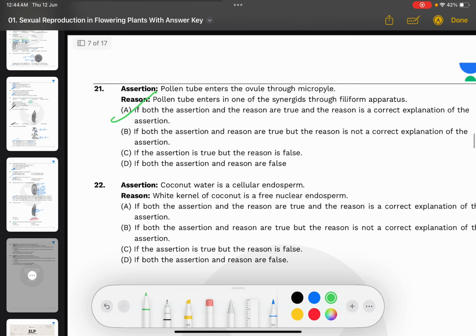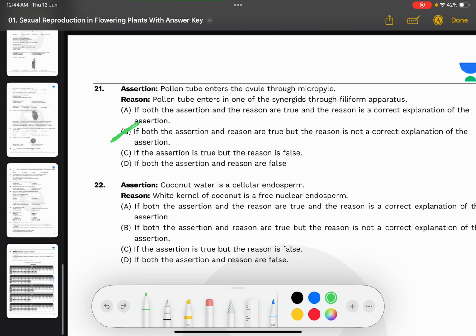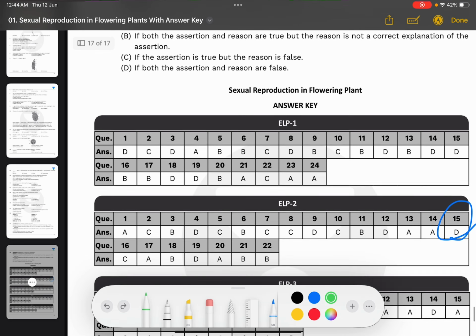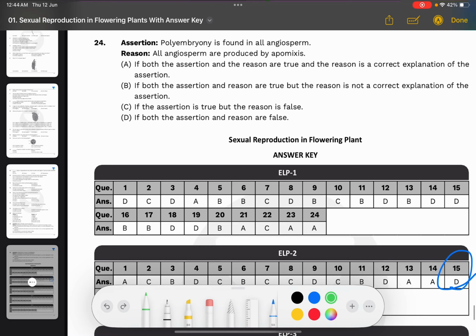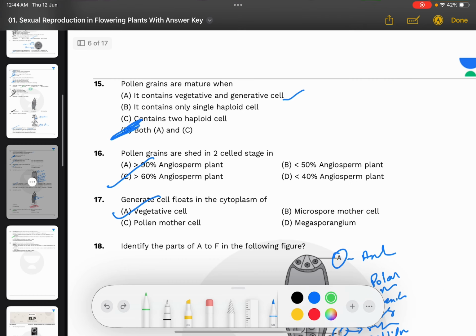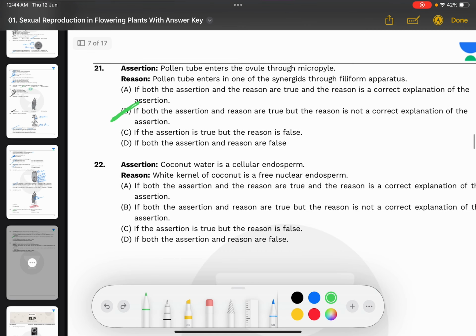But why is it A? It should be B. It's not explaining why it is from the micropyle, I think. Let's see the answer. The answer is B. What a question was that? I was doing B. Yes, I have done B. Coconut water is a cellular endosperm. White kernel of coconut is free nuclear. So yes.